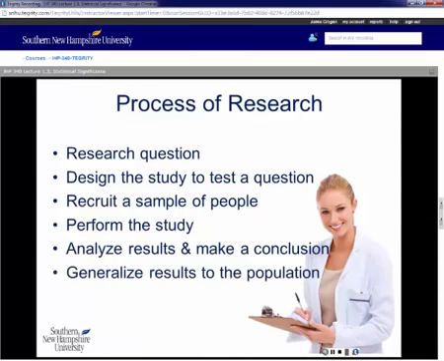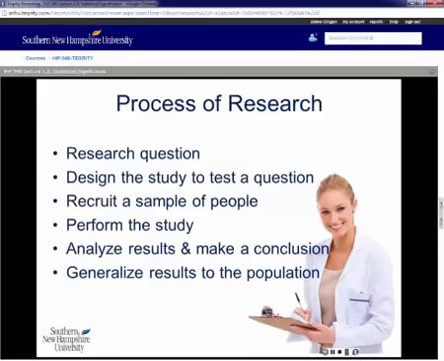That conclusion is not a conclusion just about that sample of people. It really is about the population from which that sample came. That's the whole point of us doing research. We perform a study on a sample. This is a small group of people, or sometimes it's a large group of people, but it's still a sample. Those results are then generalized to the population.